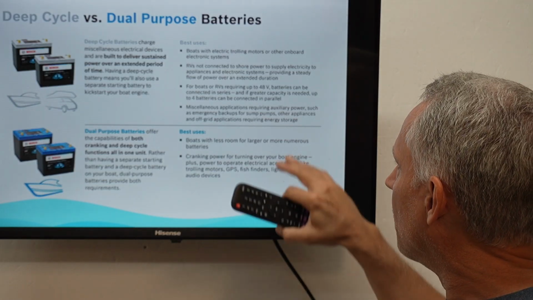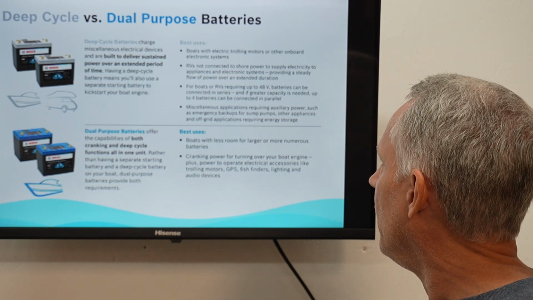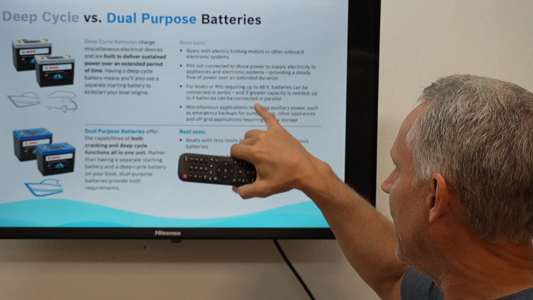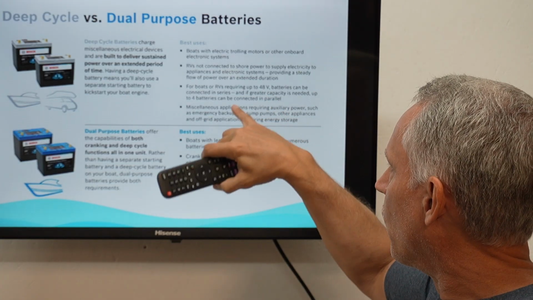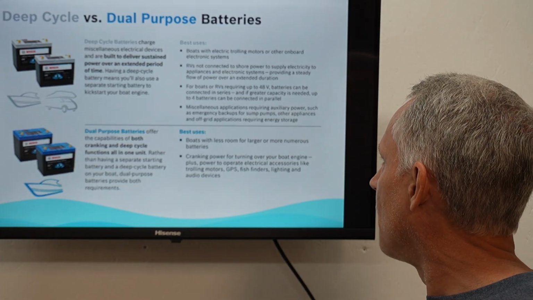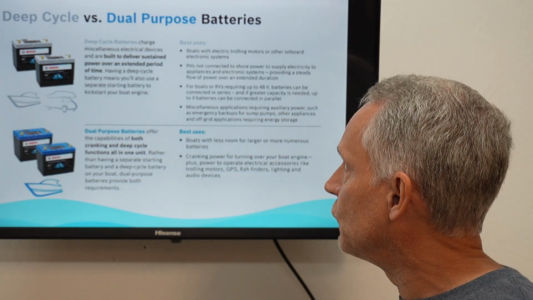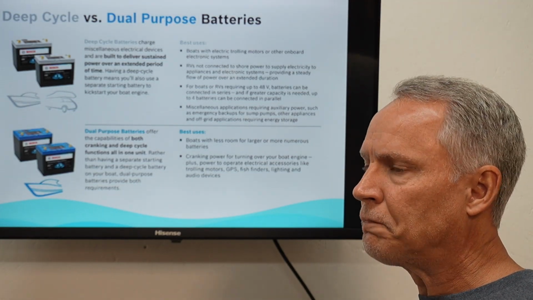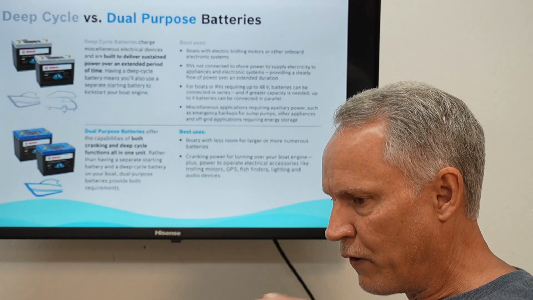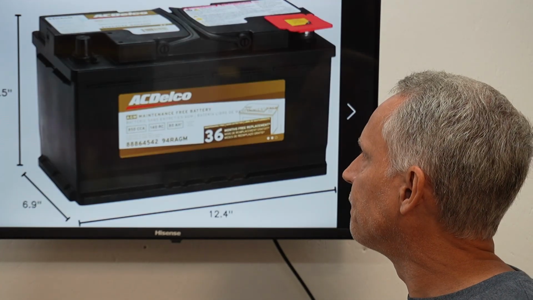For boats or RVs requiring up to 48 volts, batteries can be connected in series, like 4 12-volt batteries in series, and if greater capacity is needed, up to 4 batteries can be connected in parallel, right? That increases the amperage in parallel, or stored energy capacity. Miscellaneous applications requiring auxiliary power, such as emergency backups for sump pumps, other appliances, and or off-grid applications requiring energy storage. So basically what we had said before, but like I said, I like to abbreviate a lot of these definitions to get right to the point, and that's what I was doing with the charts I was showing you.